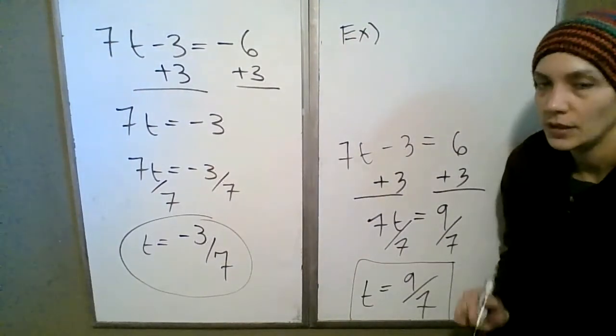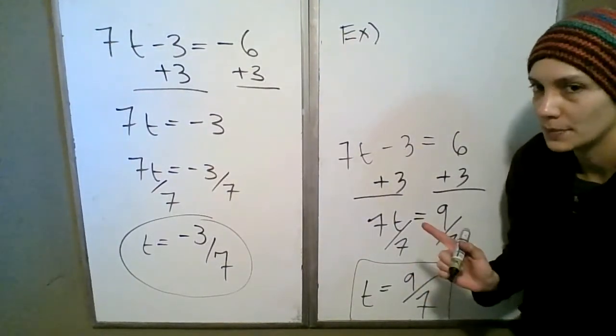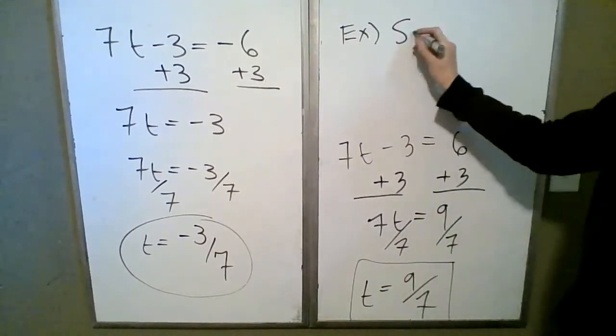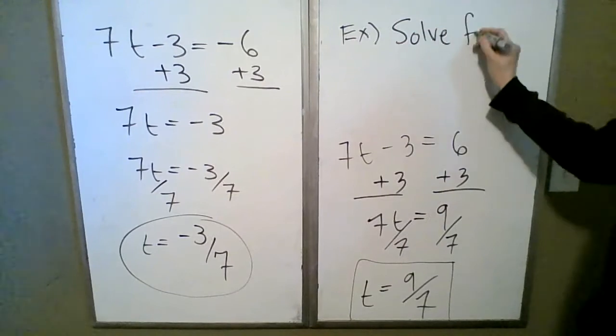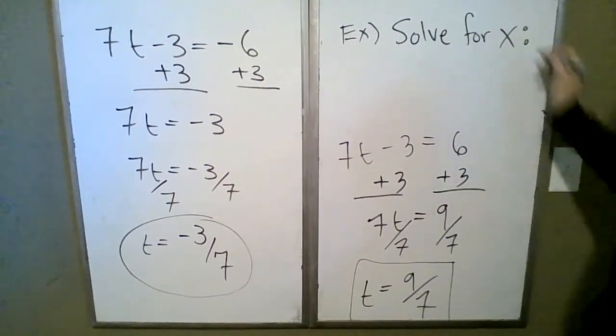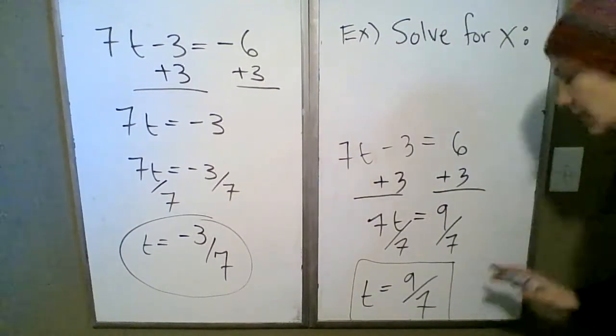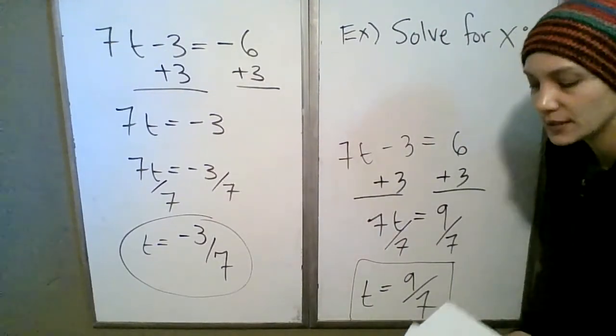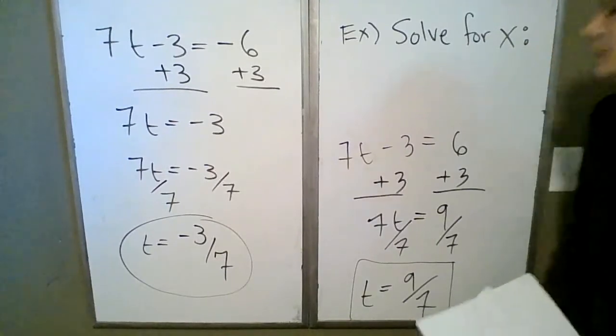So one more using the square root method. We're going to just solve for x. And this time, it's 3x plus 1 squared equal to 9.